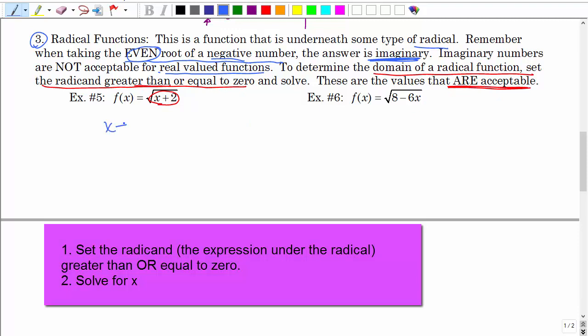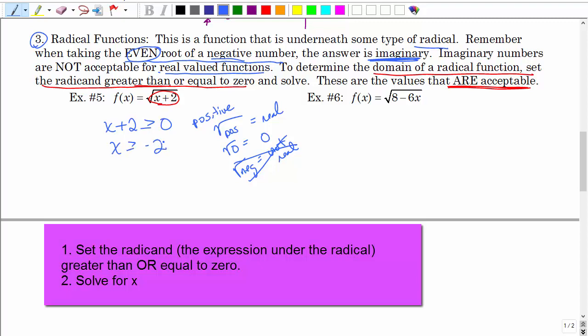So if I set x plus 2 greater than or equal to 0, let's try to understand that. What kind of numbers are greater than 0? Positive. I can take the square root of positive numbers. Those are real. If it equals 0, the square root of 0 is 0, and that's okay. But if I had the square root of a negative, then that is not real, and that's why I'd have to throw those out. So as long as we restrict it to something greater than or equal to 0, we're okay. So this is pretty easy.